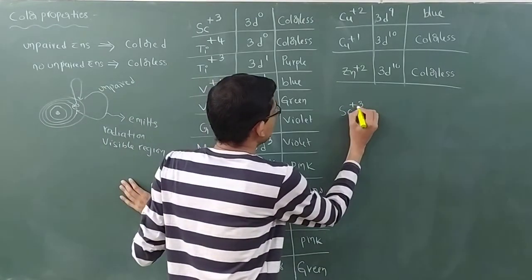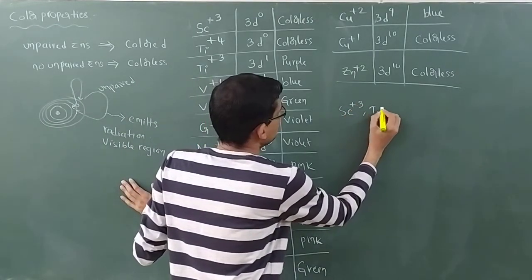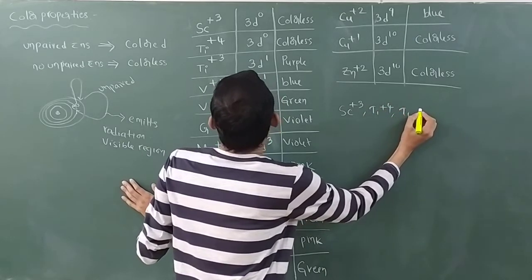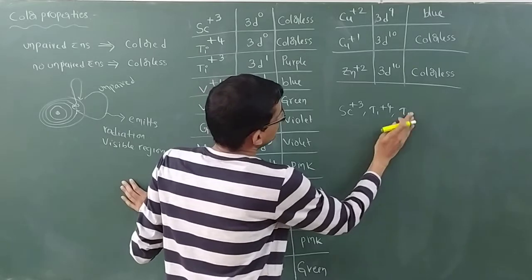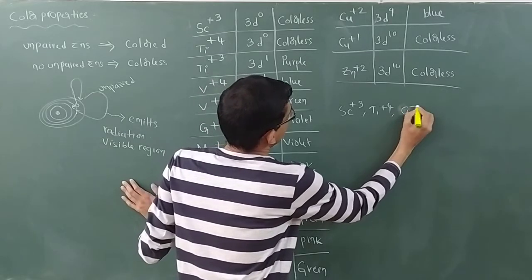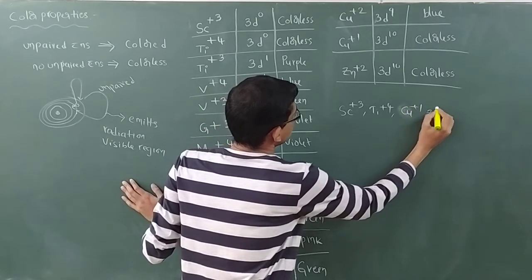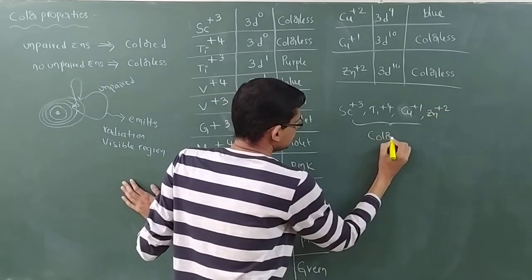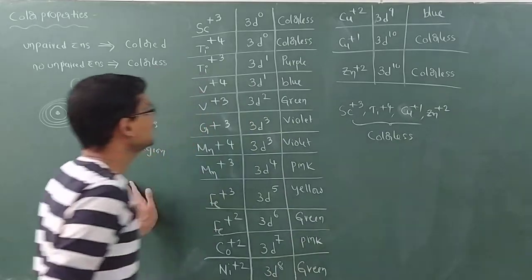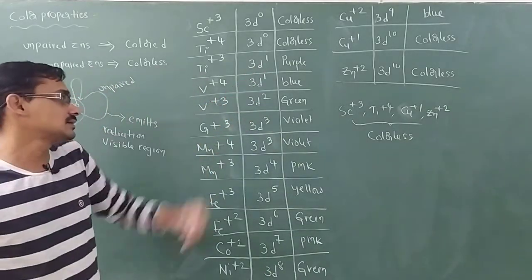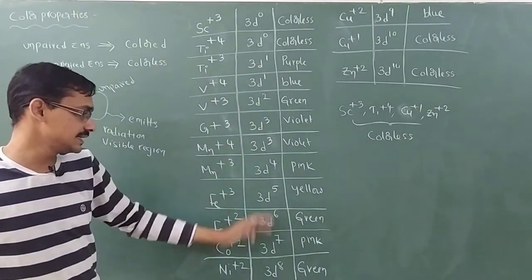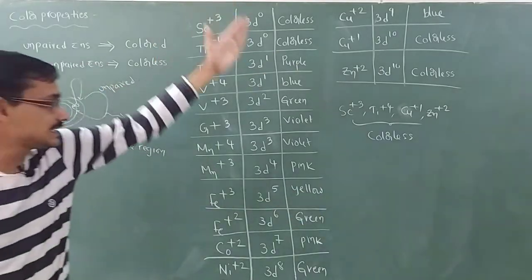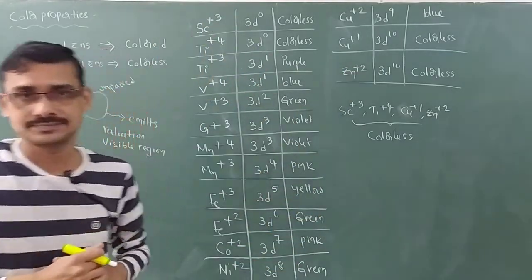Scandium plus 3, titanium plus 4, copper plus 1 and zinc plus 2. These are colorless. And the remaining all have 3d1, 3d2, 3d3, 3d5, 3d8, 3d9. They have unpaired electrons, so they exhibit this type of colors here, isn't it?